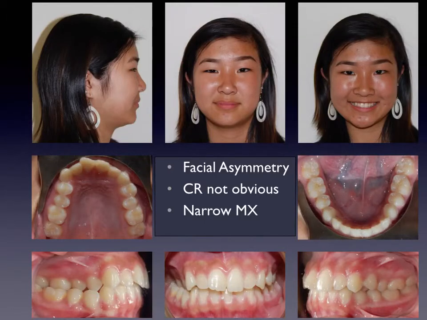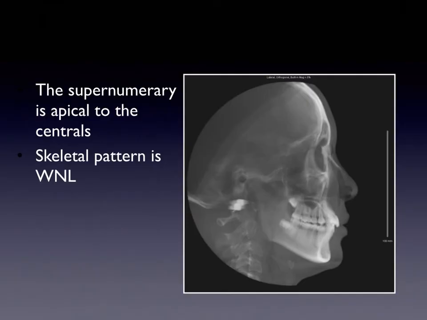Here's a case where there's some asymmetry, and there's actually a supernumerary in here too, which we'll get into. But when you see asymmetry like this, you have to ask, is there a CO-CR discrepancy that would change what we've got here? You can see that the lower midline seems shifted off to the right. She's got a crossbite on the right side, mild crowding, and a class 2 molar on the right. So we look at this head film that's taken from 3D, and the skeletal pattern looks pretty balanced.